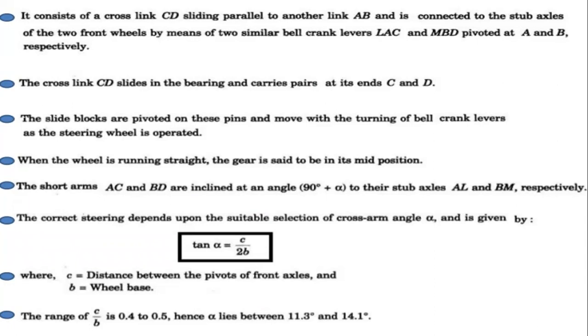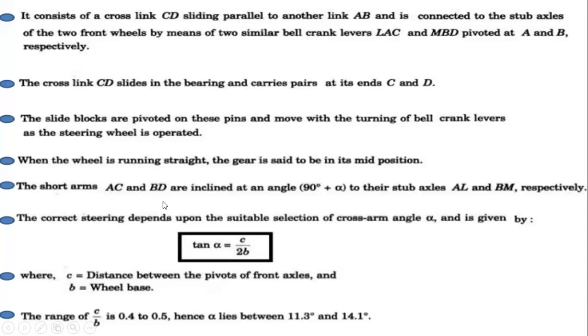The slide blocks are pivoted on the springs and move with the turning of the bell crank levers as the steering wheel is operated. So generally the steering wheel is operated where it is connected to the pins directly. When the wheel is running straight, the gear is said to be in its mid position. So generally, when the automobile is running straight, it is set in the mid position only.